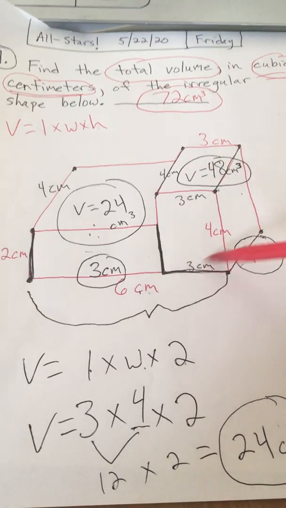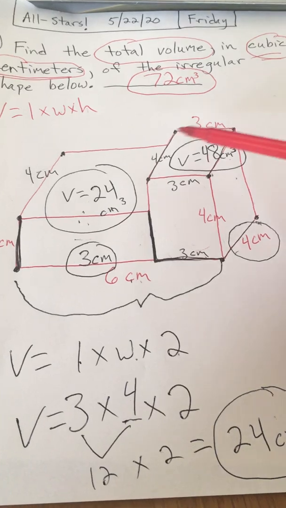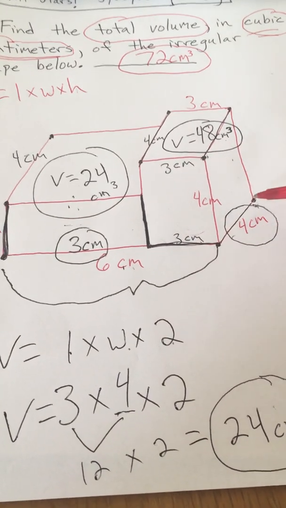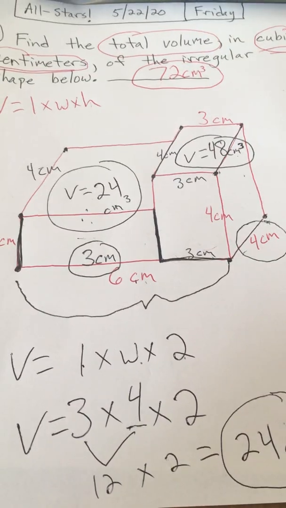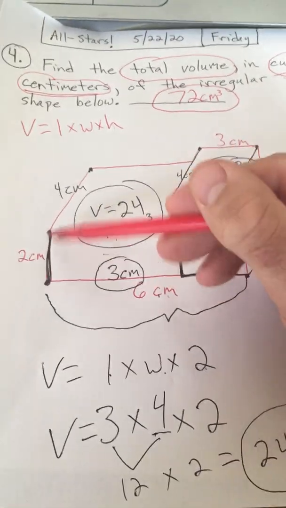We found this volume to be 48. That one was pretty straightforward. They gave us all these dimensions. 4 times 4 times 3 is 48. This one was a little harder because we had 2.